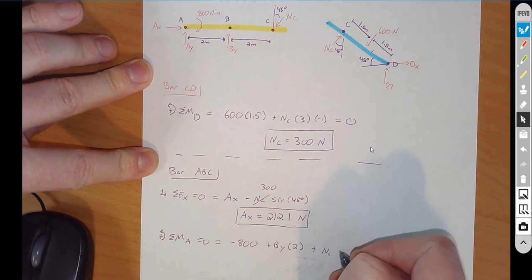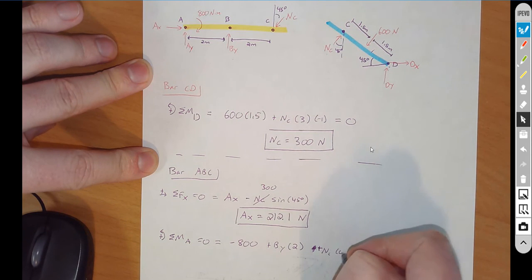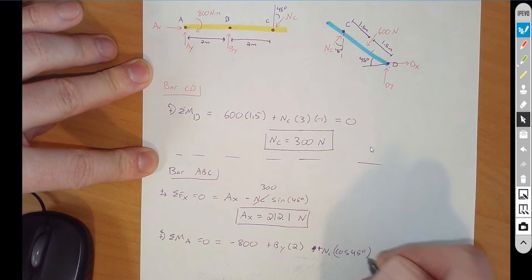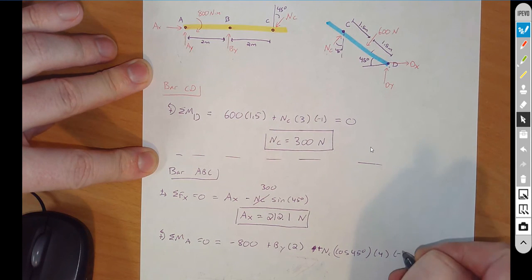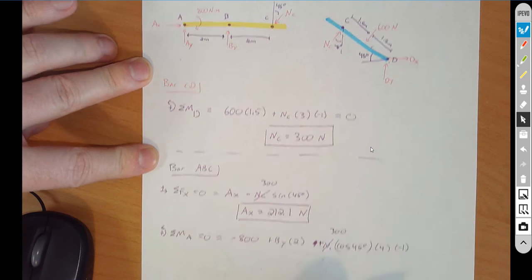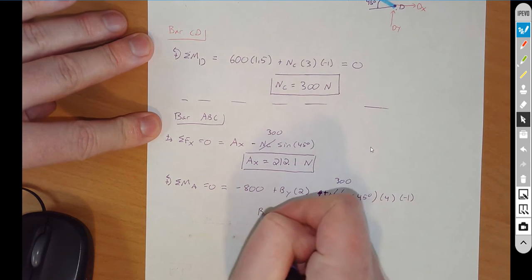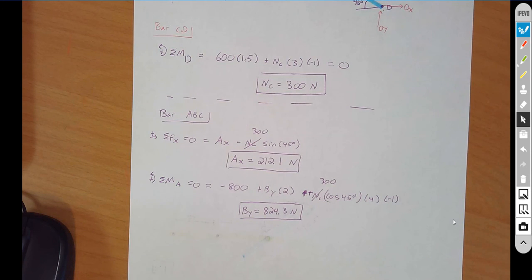So we have that normal at C, and we're going to put it in as positive and determine the sense manually. So NC cosine of 45 degrees, it acts 4 meters away, and it will produce a negative moment. Alright, so again, we know that this is 300. Again, just put it in as a positive number, determine our sense manually. So let me find BY, and I will be right back. Alright, and that ends up being 824.3 newtons.